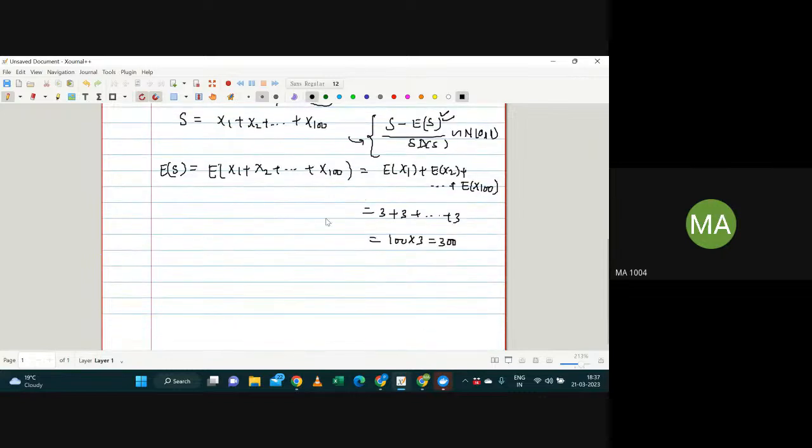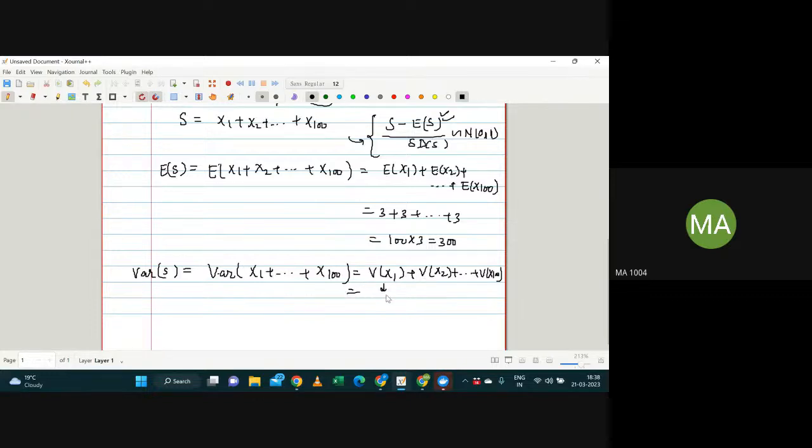Next step is we have to find out the standard deviation of S. For this, we can find the variance of S first. Variance of S means variance of x1 plus so on x100. Since all the random variables are IID, that means independent and identically distributed, I can write the variance of x1 plus variance of x2, as these are all independent. If the xi's are not independent, then there will be some covariance term.